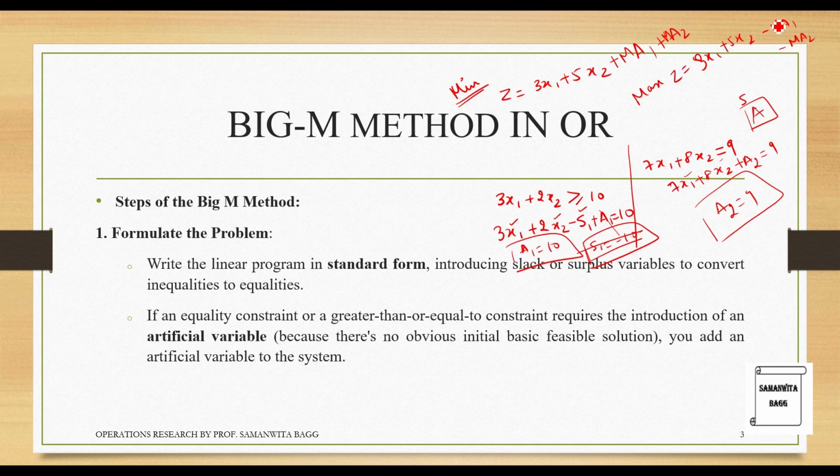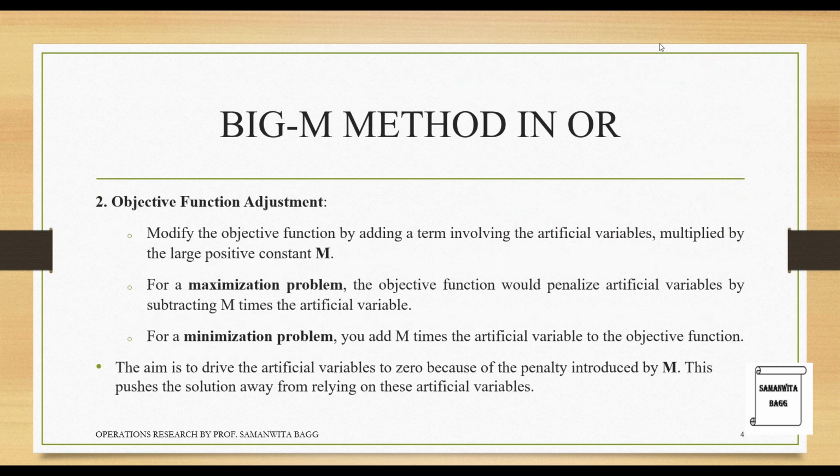So for maximization, subtract, and for minimization, you are going to add these variables in the objective function in this fashion. The aim is to drive the artificial variables to 0 because of the penalty introduced by M. This pushes the solution away from relying on these artificial variables. So we want to remove them, hence we are using this kind of penalty.